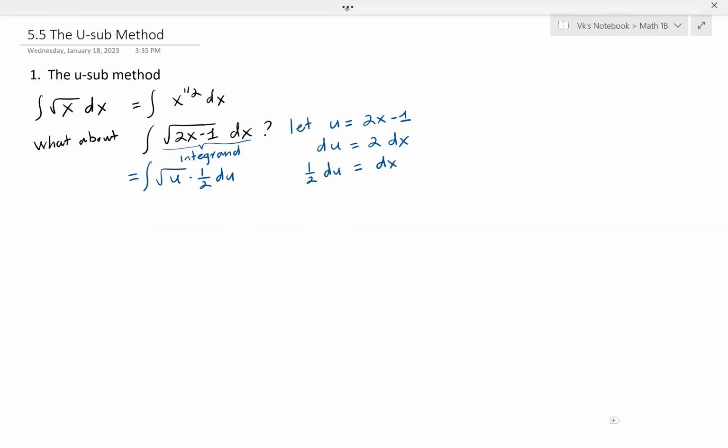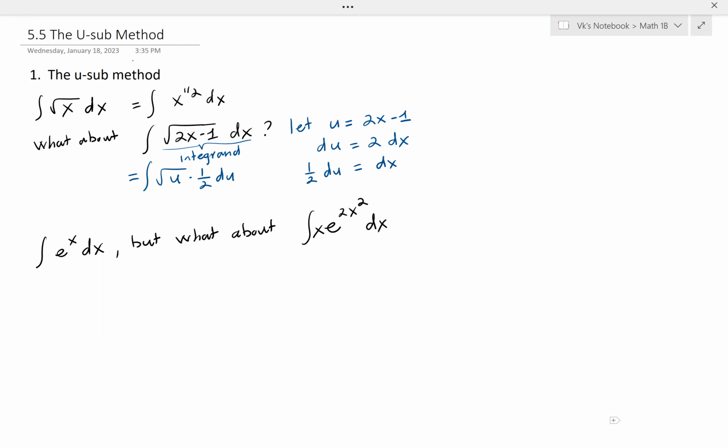Let's take a look at another example. We know how to do the integral of e to the x dx. But what about the integral of e to the 2x dx? Or e to the x squared times x dx?